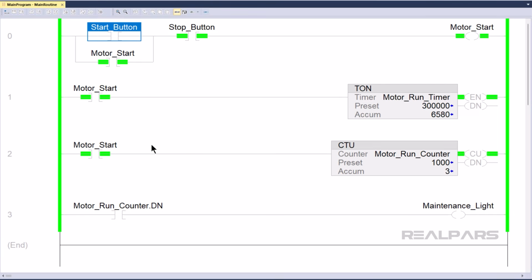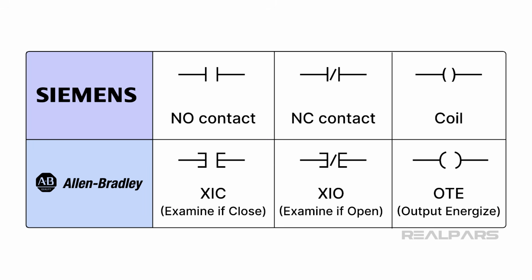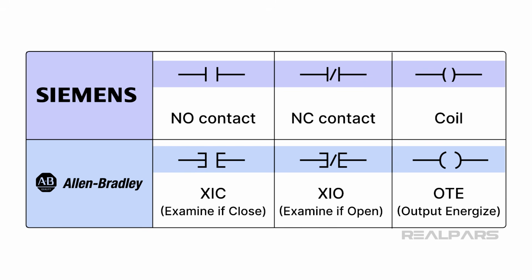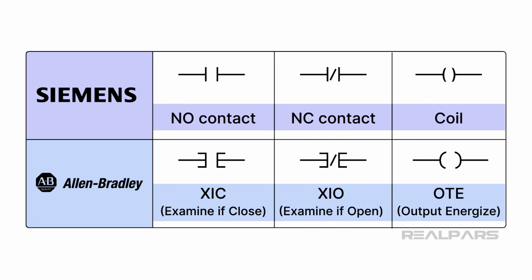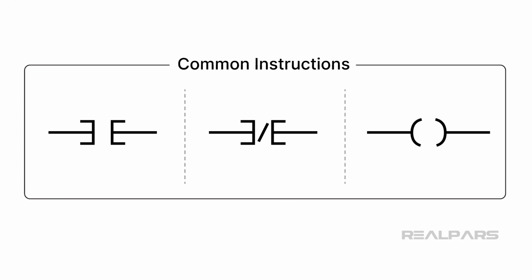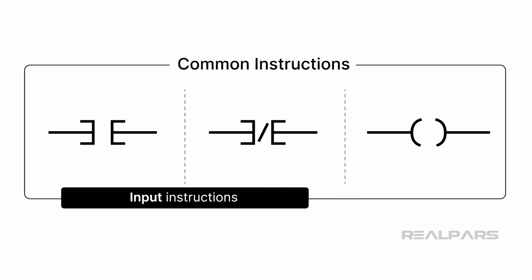How does that happen? Every vendor's PLC ladder logic programming language uses symbols to represent instructions. Thankfully, the graphic symbols for these instructions are almost identical. Unfortunately, the names are not. Let's have a look at the 3 most commonly used instructions in any PLC ladder logic program. We've got 2 input instructions and 1 output instruction.